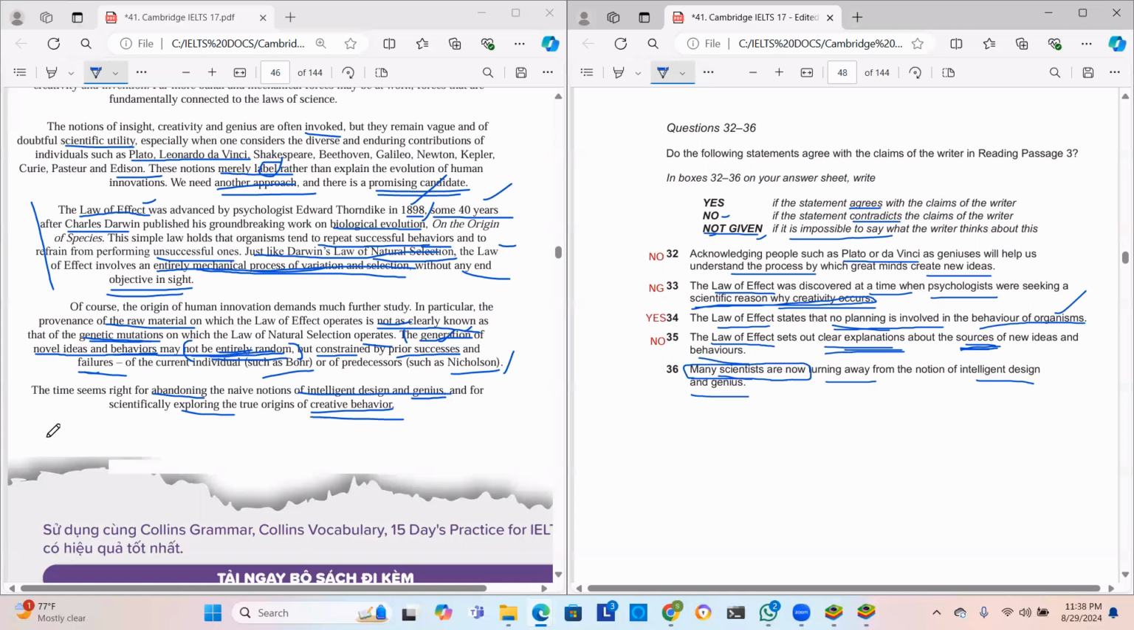Did he say that exactly? No. He says the time seems right for abandoning these ideas. He didn't mention any scientists, or many scientists, or some scientists. So this is where you have to be careful. This is a trick. This whole part is matching, but this is not matching: many scientists are now turning away. Up to here it is not matching. After this it is there in the paragraph, but before this it is not there. So what is the answer? Clearly, it is not given. So this should be the answer.